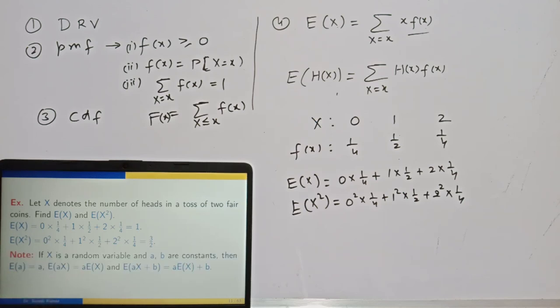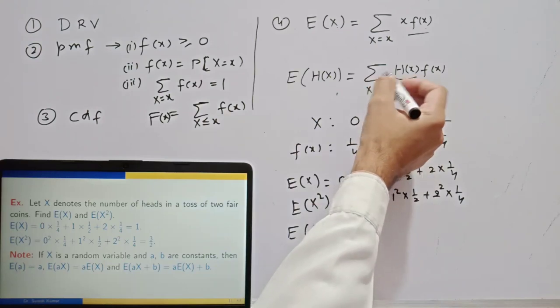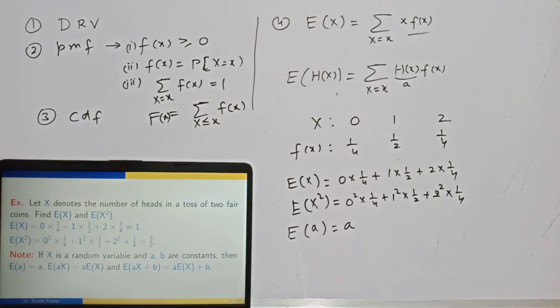These are some useful properties of expectation, very easy to verify. Expectation of a constant is the constant itself. Why? You can see from here, if it is a constant a, a comes outside, summation of f(x) is 1 because f(x) is the PMF, so you are left with a. Similarly, you can verify E of a g(x) is a times E of g(x), and expectation applies linearly. If it is E of a g(x) plus b, where a and b are constants, then it is equal to a times E of g(x) plus b. You can use these properties directly wherever you need them.